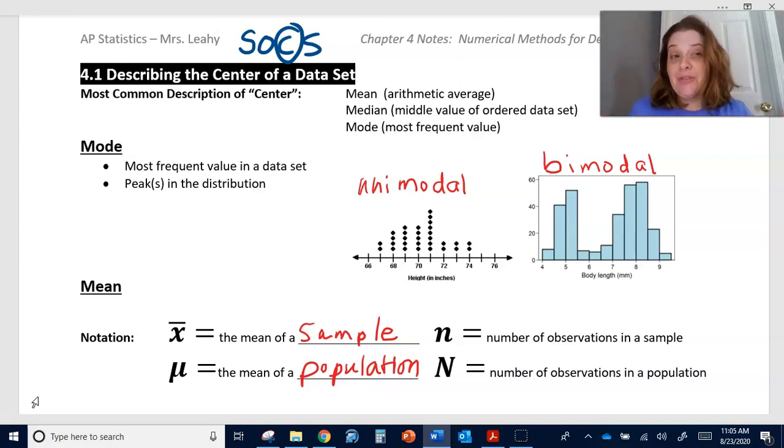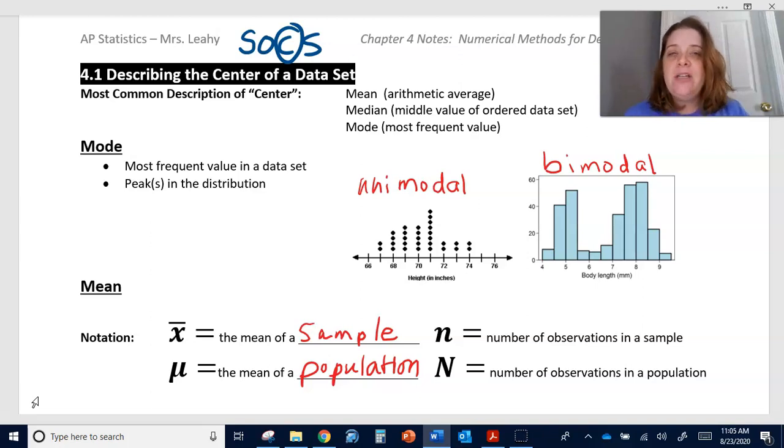So we have three measures of center that you've used in other classes. We've talked about mean. Mean is the arithmetic average. It's what you get when you add them all up and divide by how many there are. We've talked about median. That was last lesson, where you have all the values in order and you pick the very center one or the average of the two center ones. And we have mode, which is the most frequent value.